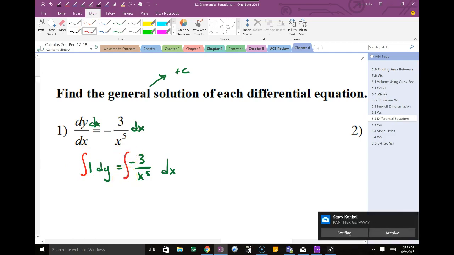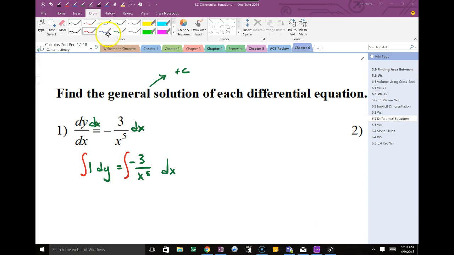Okay, so if I integrate the value of 1 in terms of y, what does that become? Okay, so remember you're adding a y. So y. And you're right, I would say plus c, but I'm going to save the plus c and only do it on the right side, the side with the x.